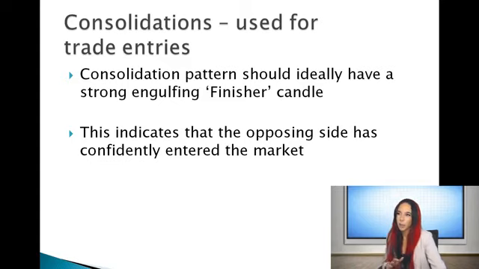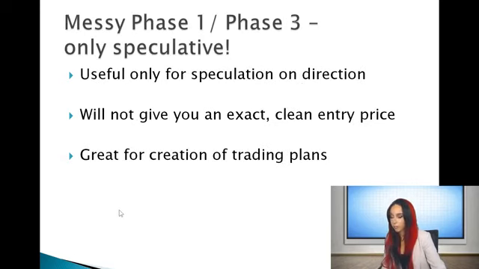Sometimes you might be able to enter a trade even without the engulfing finisher, but this needs to be combined with other confluences such as market profile, TPO structure on the day, and a whole bunch of other things. If you happen to come across a messy version of phase 1 and phase 3 rather than the uniform candles, these can also still be very useful, but only for speculative purposes, only for speculation on the next direction. You wouldn't have an exact trade entry price in that case.